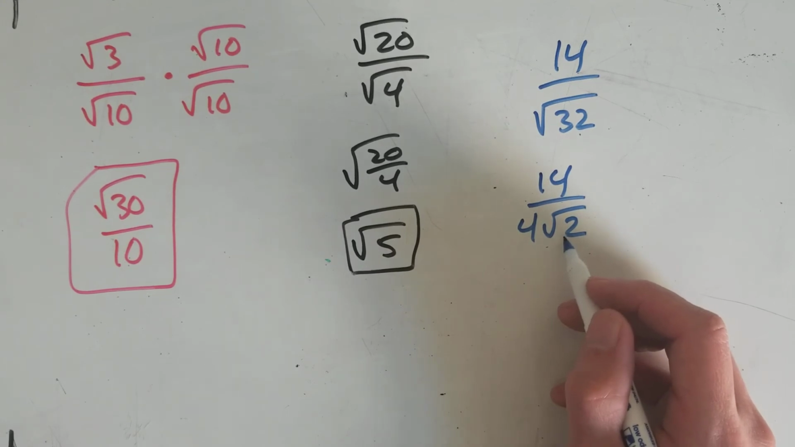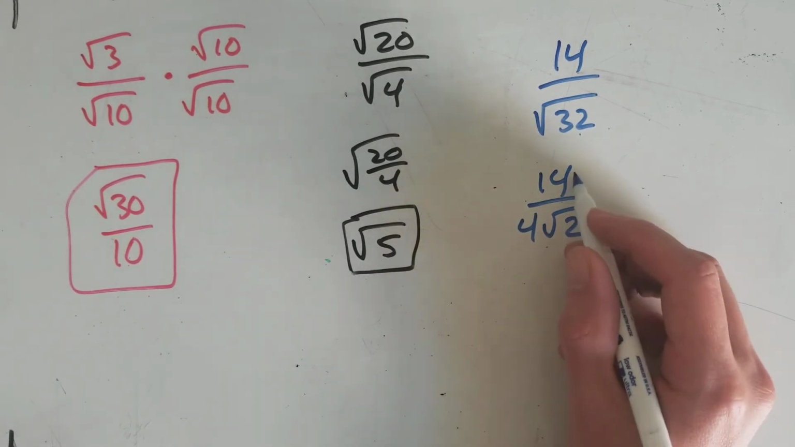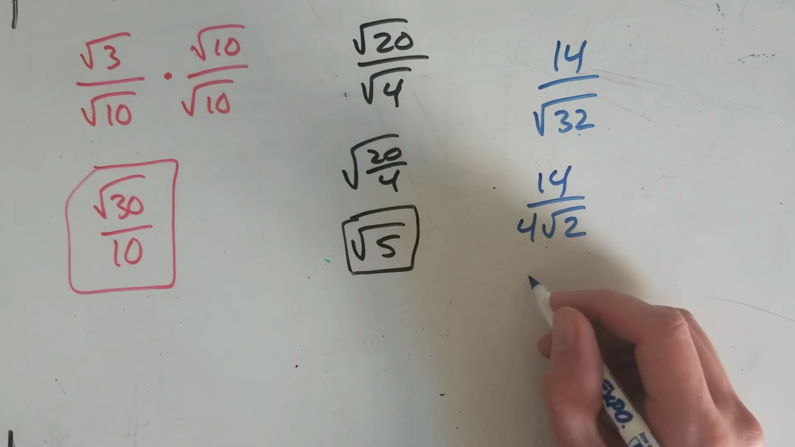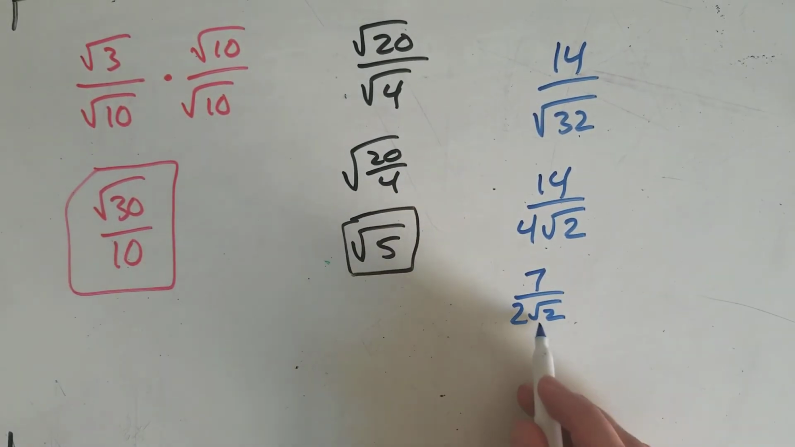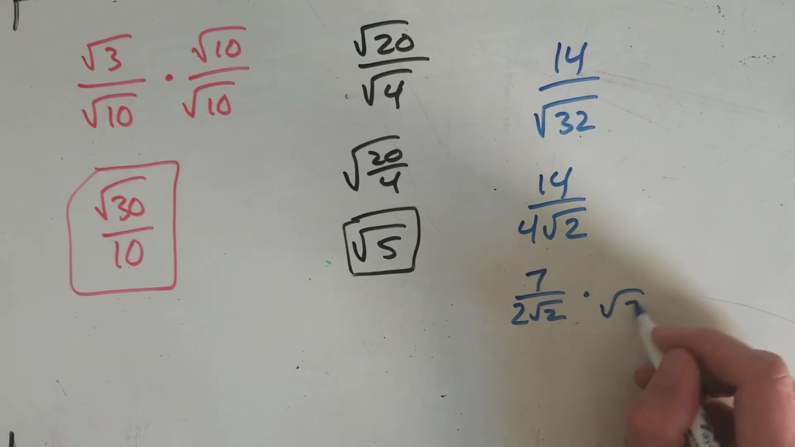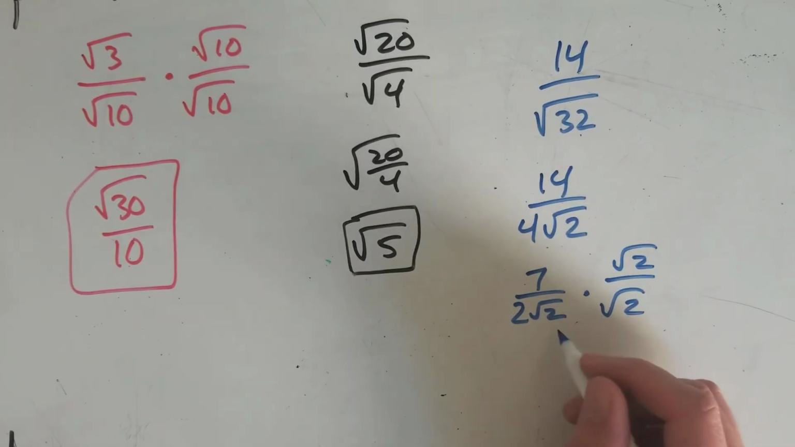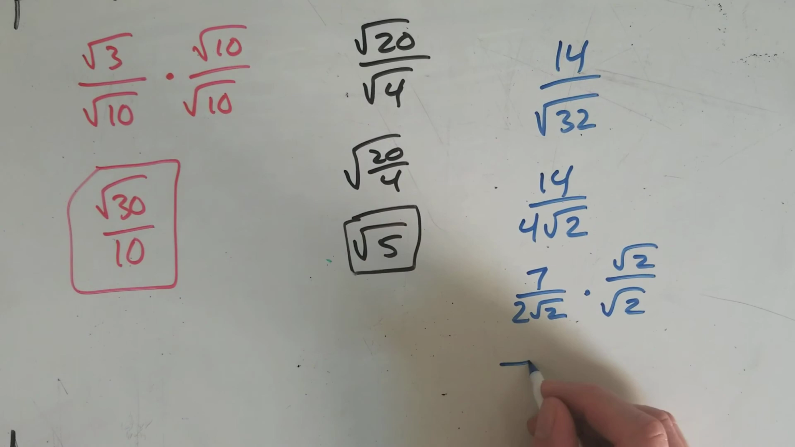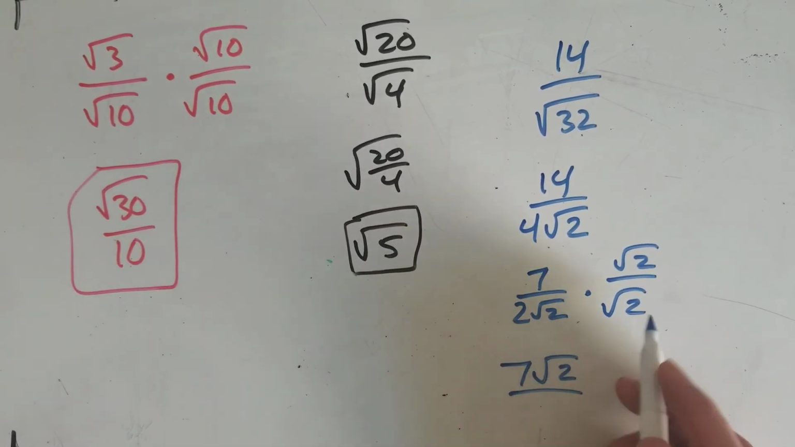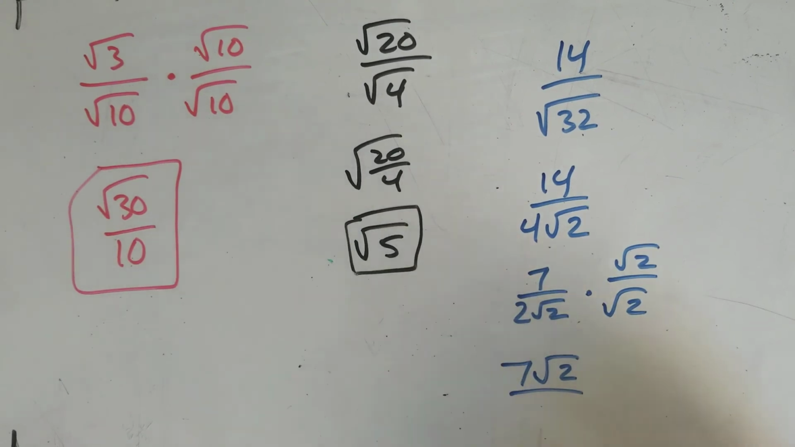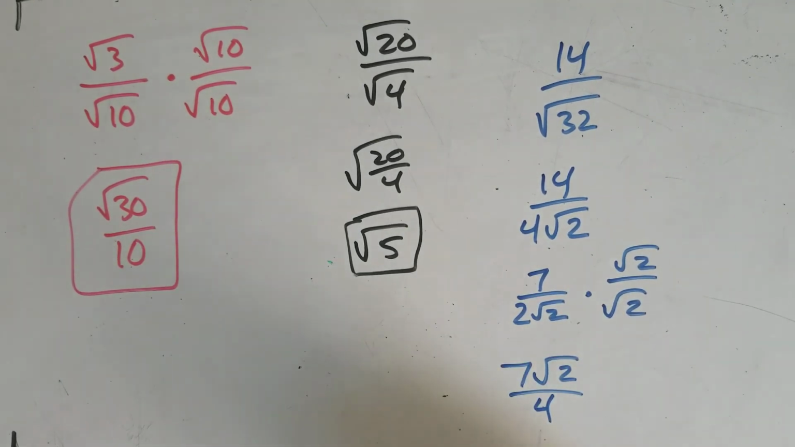And then you just need to simplify. So 14 and 4 both have a 2 in common. So we have this. Let's get that radical out of the denominator, all multiplied by root 2. So up top, you have 7 root 2. On the bottom, you'll have 2 times root 2, which is going to end up being 4 in the end.